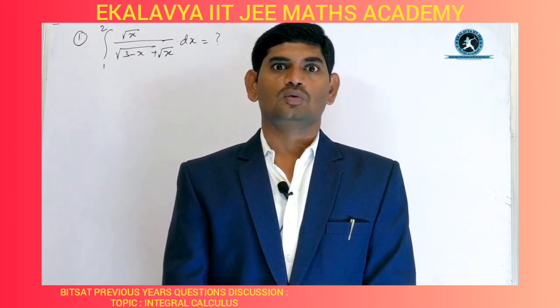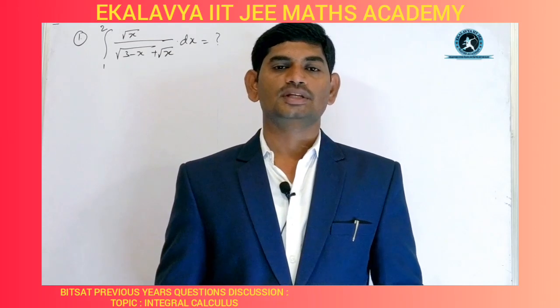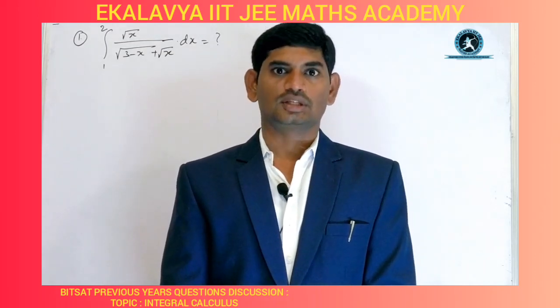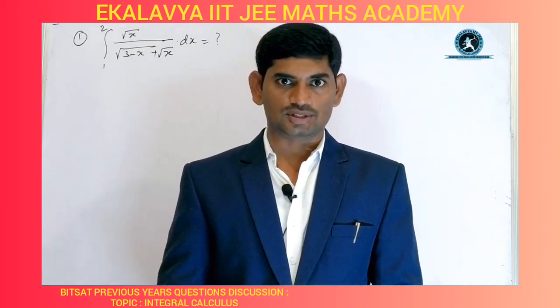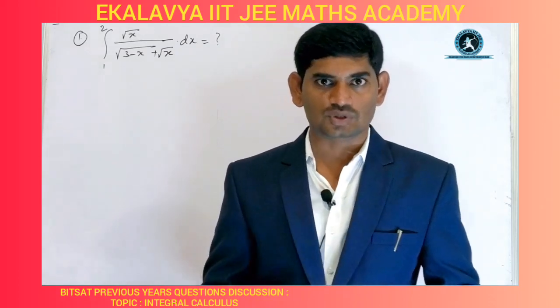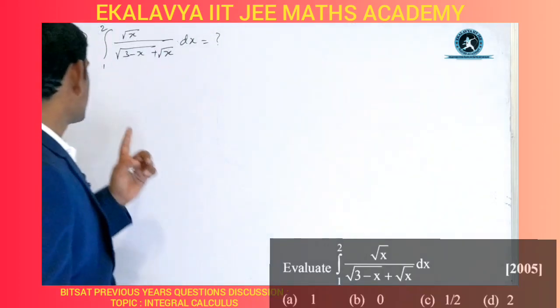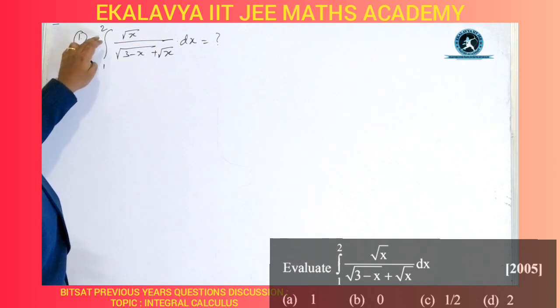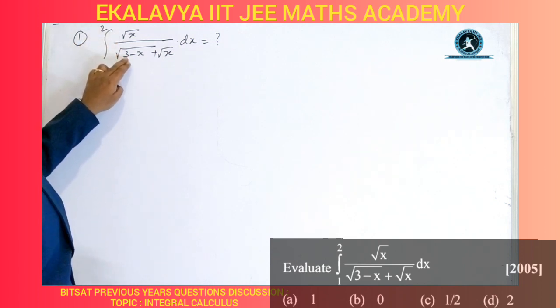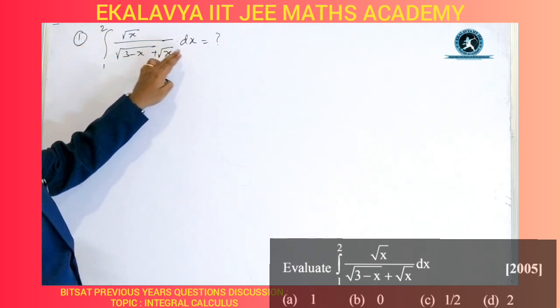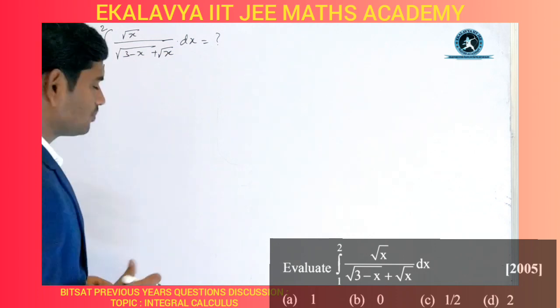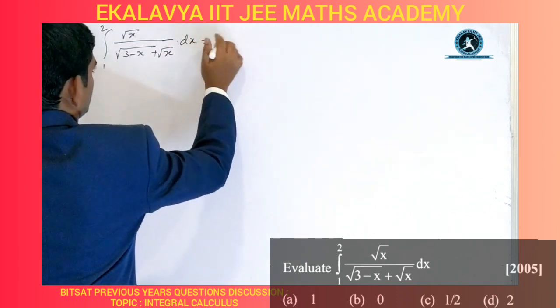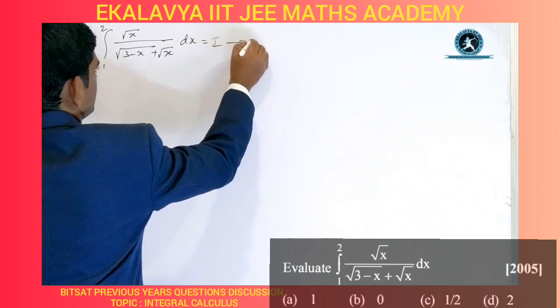In this session, we are going to discuss the BITSAT previous year questions, and the topic is integral calculus. Let us start with the first question. See the question: integration of 1 to 2, root x upon root 3 minus x plus root x dx, is equal to dash. I am taking this given integral as I, and this is equation number 1.